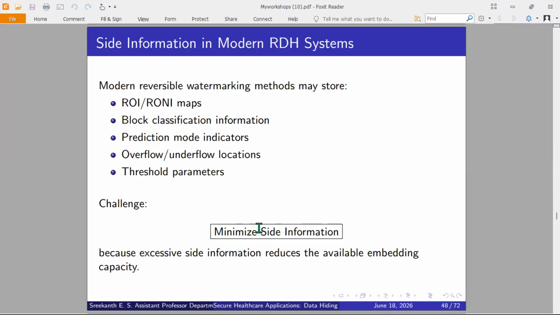Then the challenge is how to minimize the side information. How to minimize it is one of the challenges, because embedding the side information is a headache. How to embed it? If you use the same methodology for embedding the side information, you have to send it explicitly through a secure channel, or you have to put it in some bit planes.